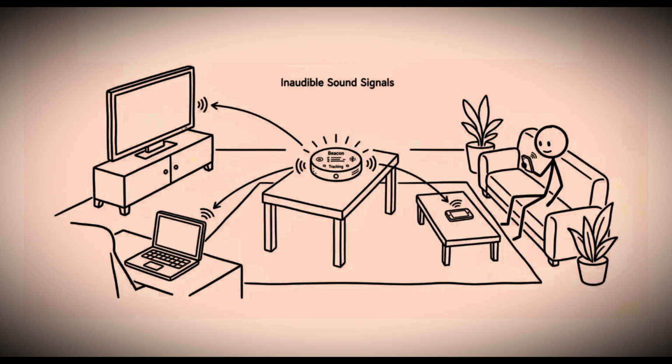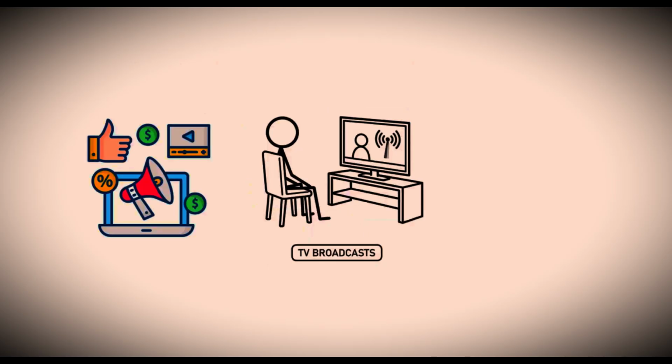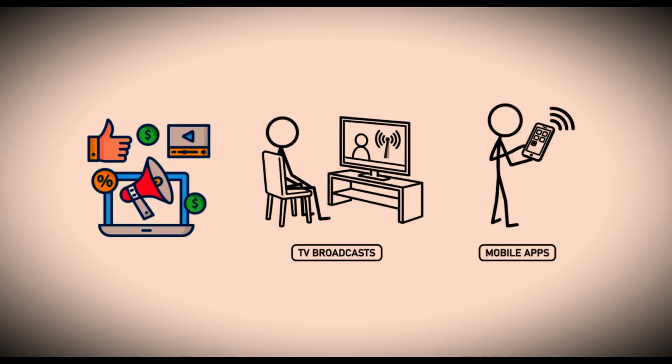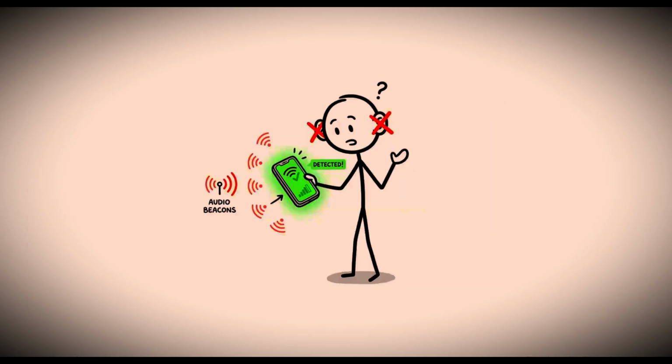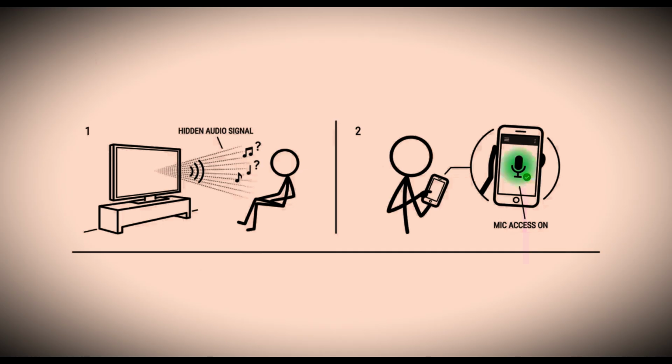Audio beacon tracking. Audio beacon tracking uses inaudible sound signals to track devices across different platforms. These signals are often embedded in advertisements, TV broadcasts, or mobile apps. Even though humans cannot hear them, the microphone on a smartphone can still detect these audio beacons.